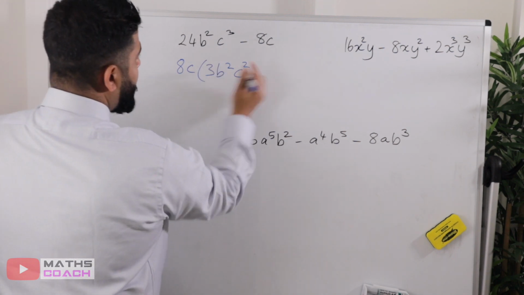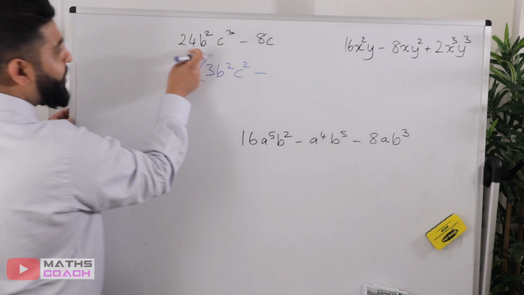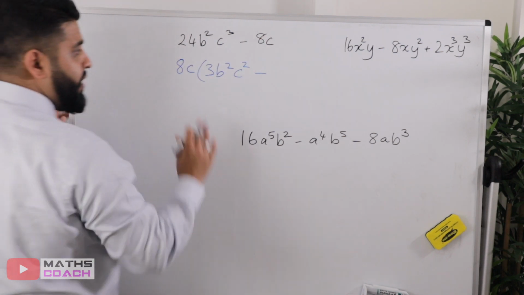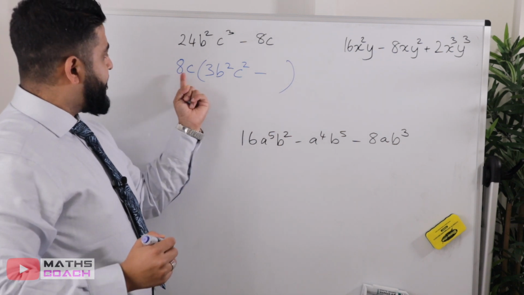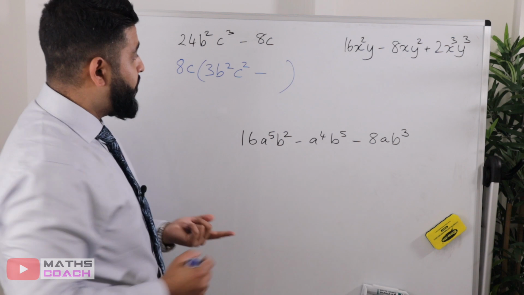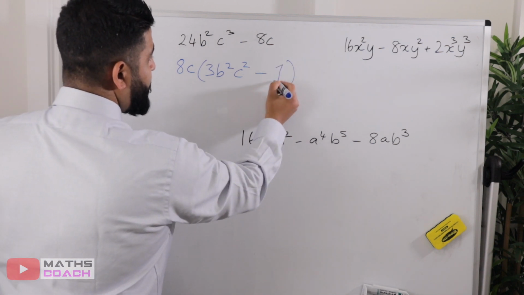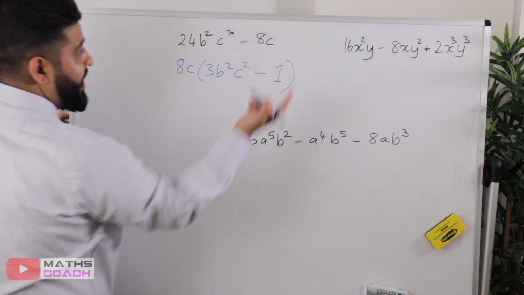All right? So negative sign here. Now we want just 8c. We've already got 8c outside the bracket. So what do we do in here so that 8c times something should give us 8c? Well, it's simply to add a 1 here, because 8c times 1 will give us 8c.